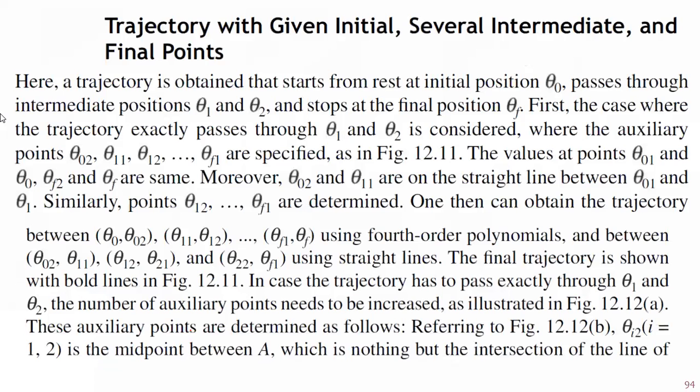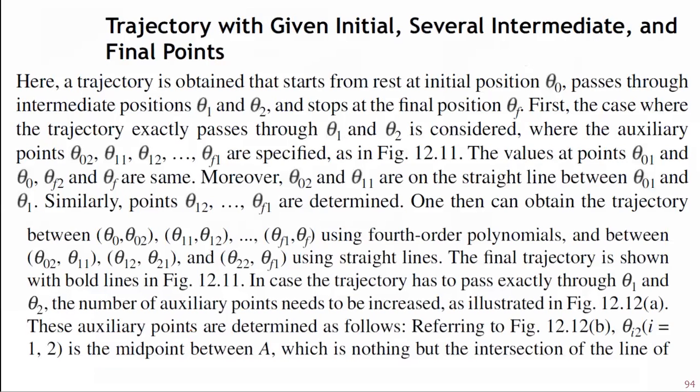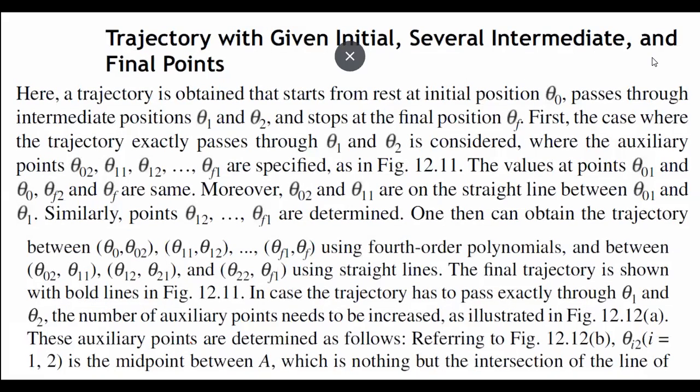Now, trajectory with given initial, several intermediate and final points. Here a trajectory is obtained that starts from rest at initial position theta naught and passes through intermediate positions theta 1 and theta 2 and stops at the final position theta f. First, the case where the trajectory exactly passes through theta 1 and theta 2 is considered, where the auxiliary points are specified as in figure 12.11.